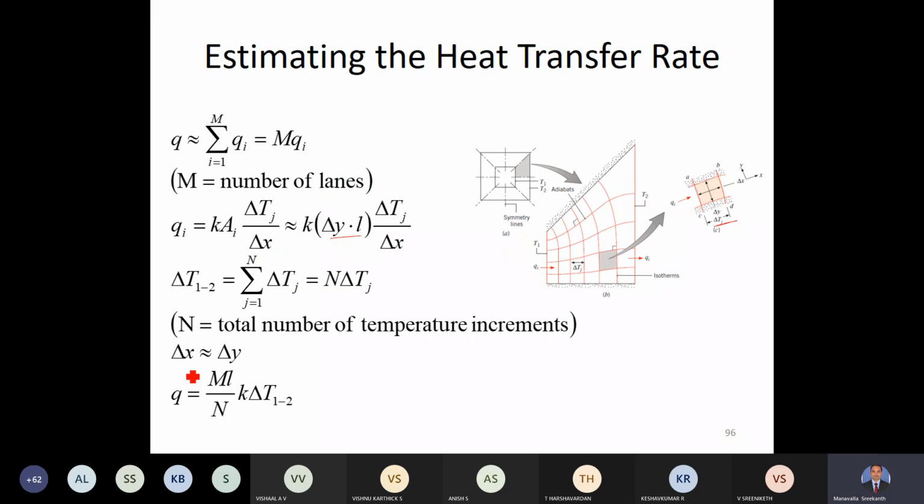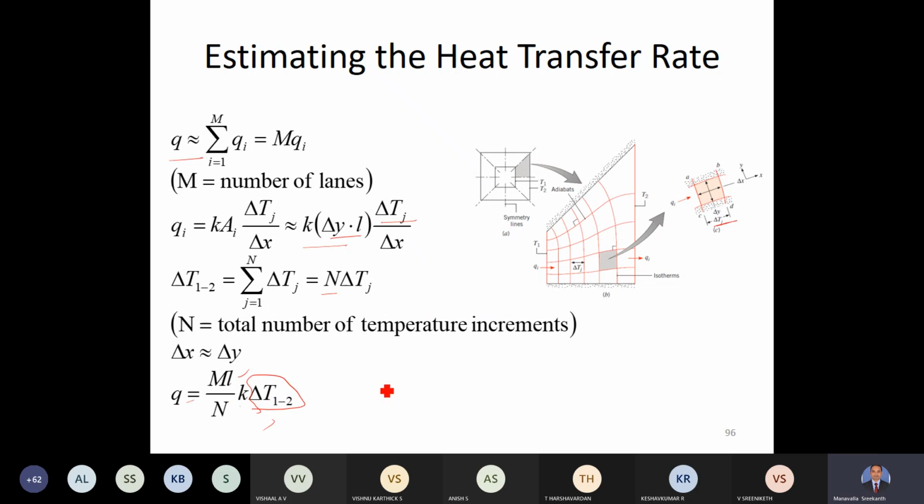Now you see that if you assume that delta x is equal to delta y, if you draw these squares in such a way that delta x is equal to delta y, that means deliberately make them square, then in this entire thing you substitute, in place of delta Tj, delta T1 to 2 divided by n, and we will see that Q becomes M by N multiplied by K delta T1 to 2 times L. That means delta T1 to 2 is the overall temperature difference, K is the conductivity, M is the number of lanes available for heat transfer, N is the number of thermal increments, and L is the length of the object.